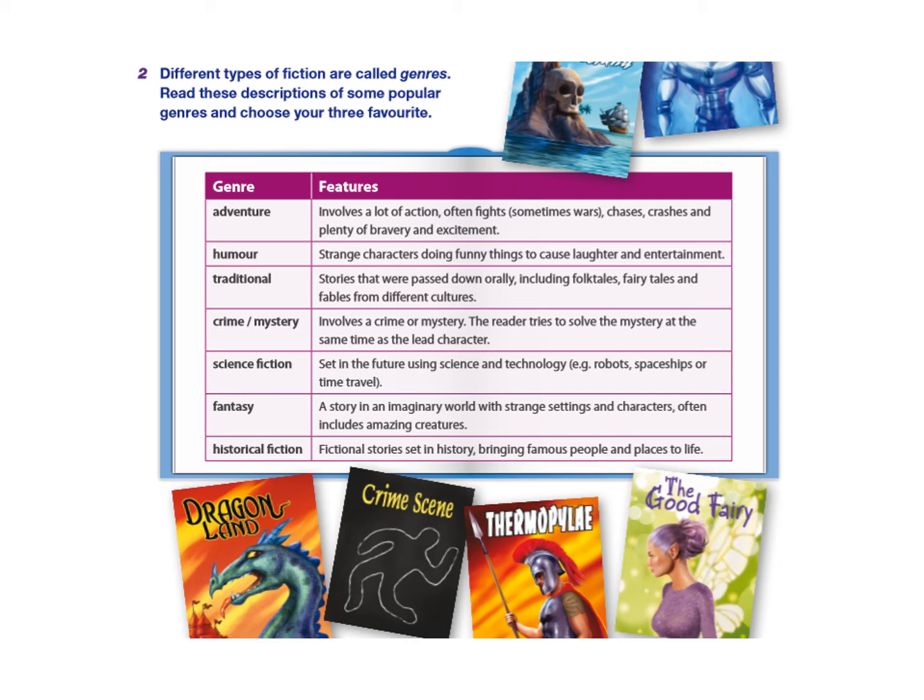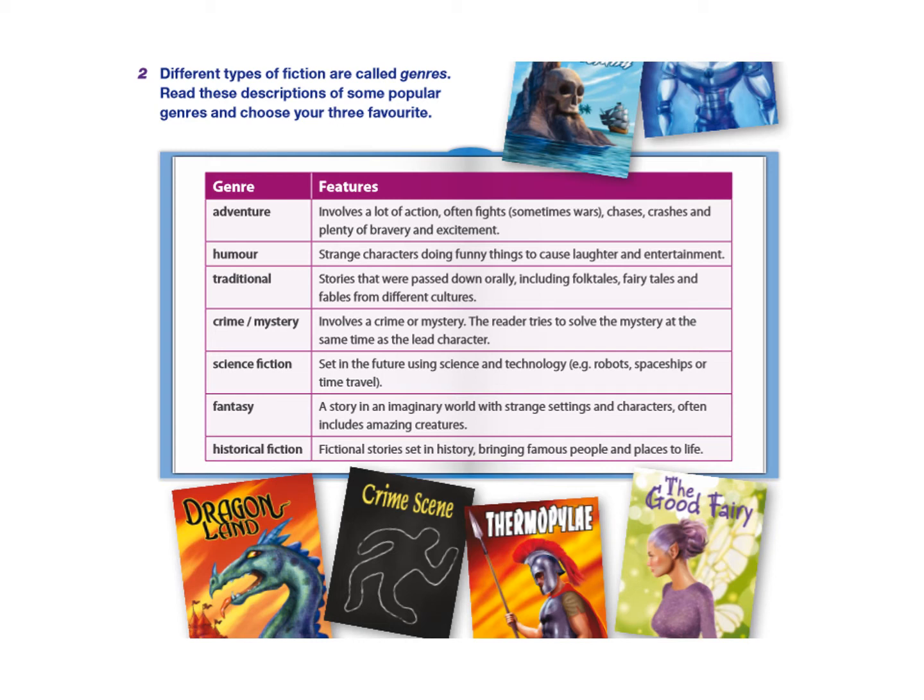The column 1 is for genre. Column 2, the second column, is for features. I'll start reading. Please try to follow with me to know each type of genre. Number 1, adventure involves a lot of action, often fights, sometimes wars, chases, crashes, and plenty of bravery and excitement. Number 2, humor. Strange characters doing funny things to cause laughter and entertainment. Number 3, traditional stories that were passed down orally, including folk tales, fairy tales, and fables from different cultures.